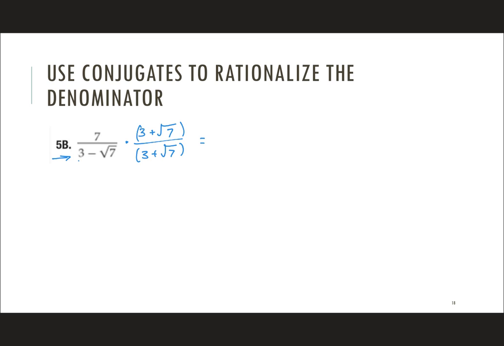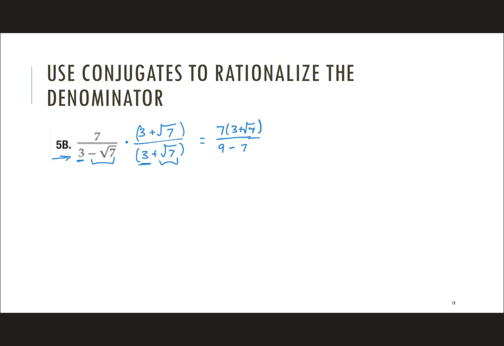The pattern is I'm going to multiply my first term by my first term, which is 9, and then my radical term times my radical term, which is minus 7. I don't need that middle term because if I did FOIL, that middle term would cancel out. In my numerator, I have 7 times 3 plus the square root of 7.